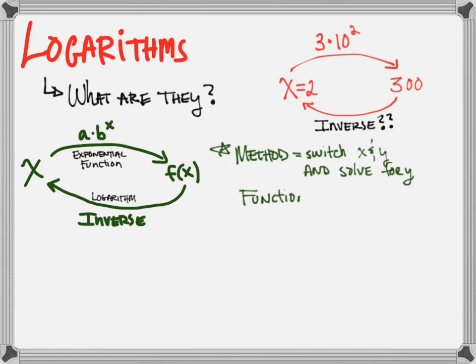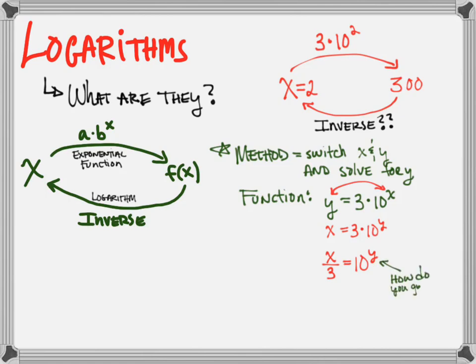And so if we were to do that, there's my values, that's my starting point. I would switch them, and I get x is 3 times 10 to the y. And I would solve, and I get 10 to the y. How do I get that thing down is our problem. And so I can't find that inverse. I can't get it down, and so we make up notation, or we make up a function, sorry, that deals with that, and that's called our logarithm.